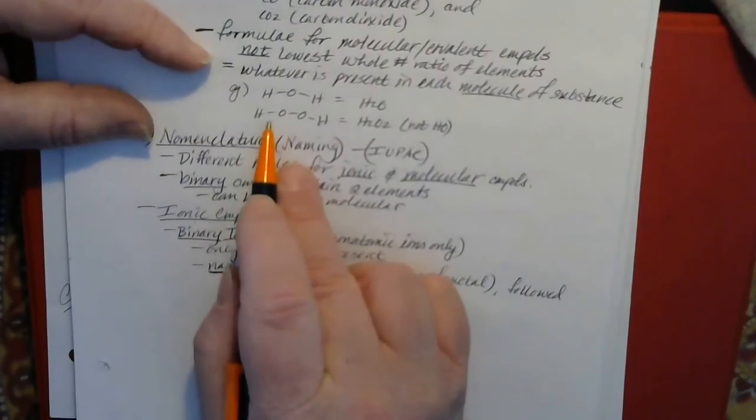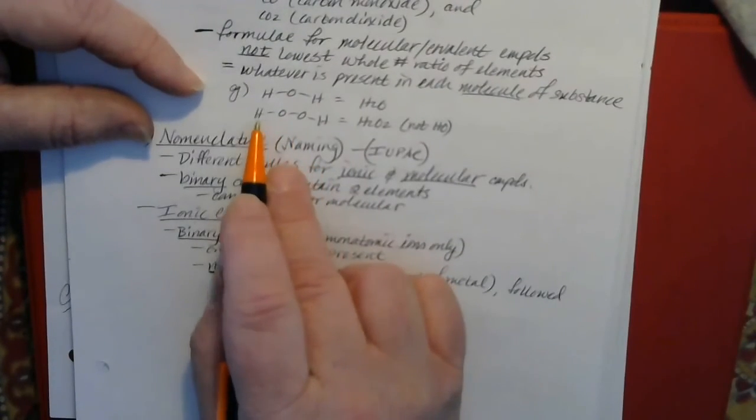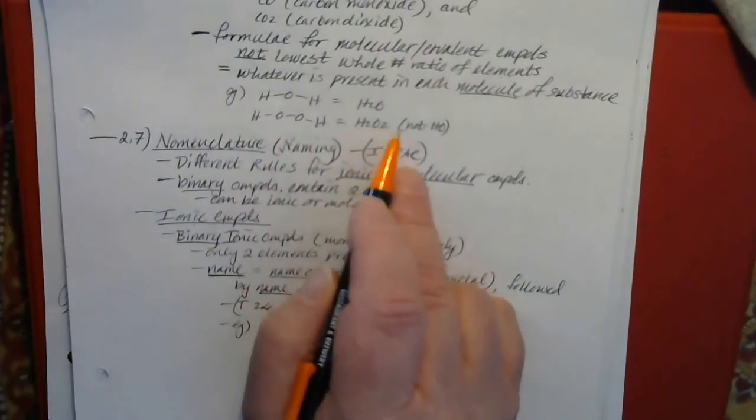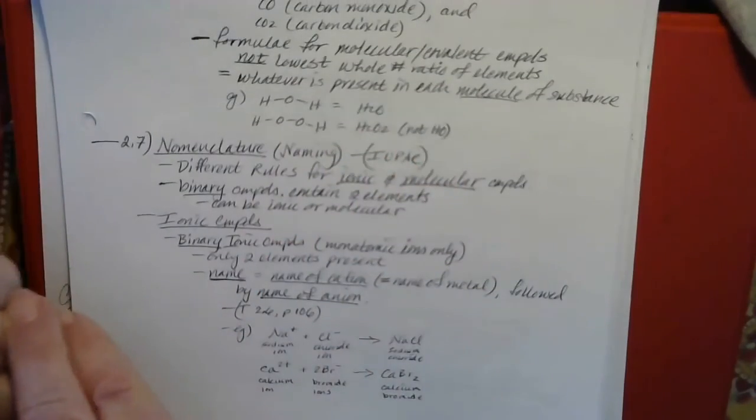Hydrogen peroxide, on the other hand, has molecules, each of which has two oxygens and two hydrogens. So the formula for that is H2O2, even though the lowest whole number ratio would be HO. Okay, so for the covalent compounds, the ones involving nothing but nonmetals, we're looking at what each molecule actually has in it, not the lowest whole number ratio.